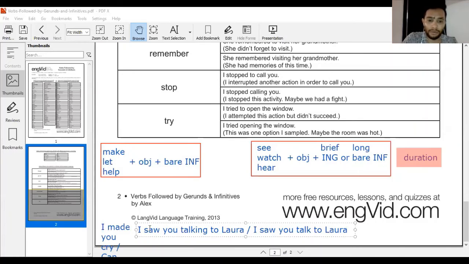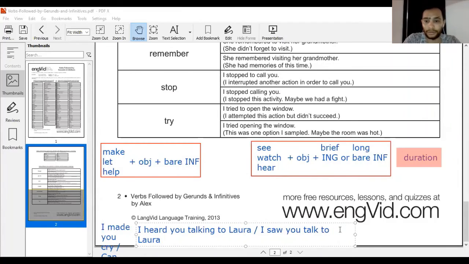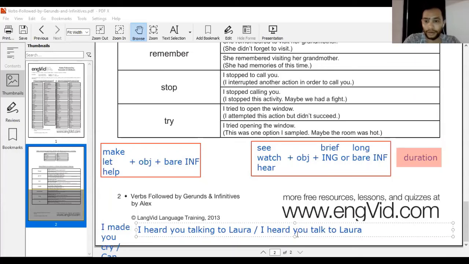Ahora, en vez de see, pueden usar el verbo watch de la misma manera. Y también pueden usar el verbo hear. For example, heard. Take a look. I heard you talking to Laura. Digamos que estabas hablando con Laura, ¿cierto? Tú estabas hablando con Laura, yo iba caminando, te escuché hablando con ella, seguí derecho y fue por un momento breve, ¿cierto? A brief moment, breve.